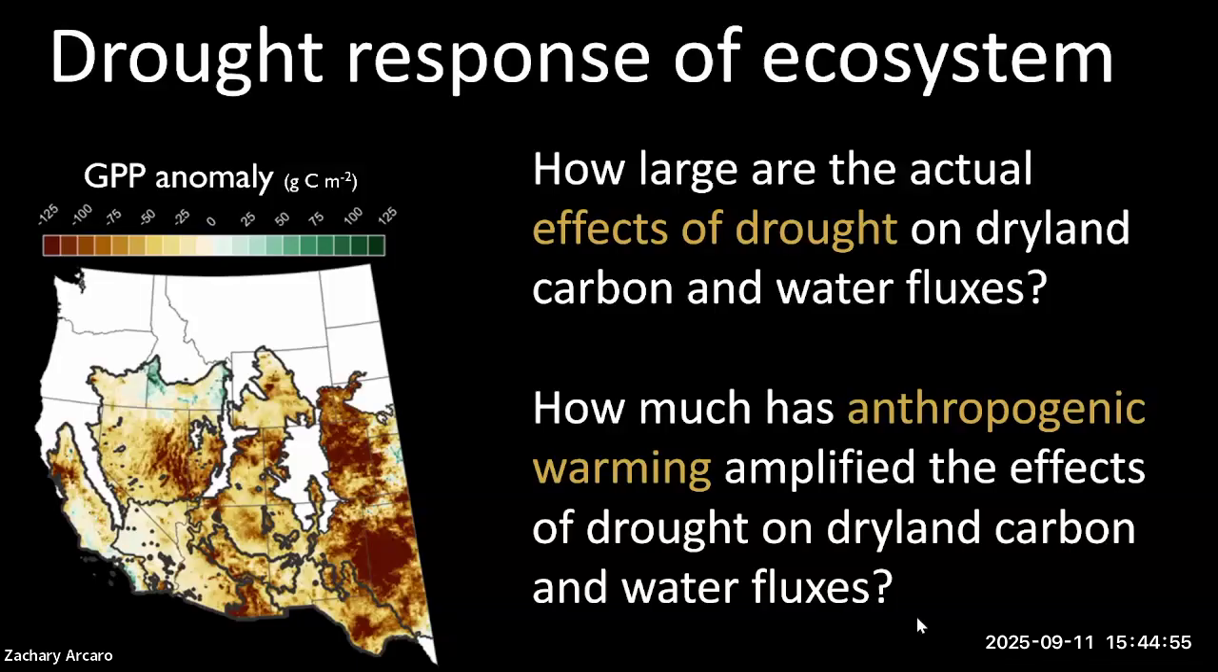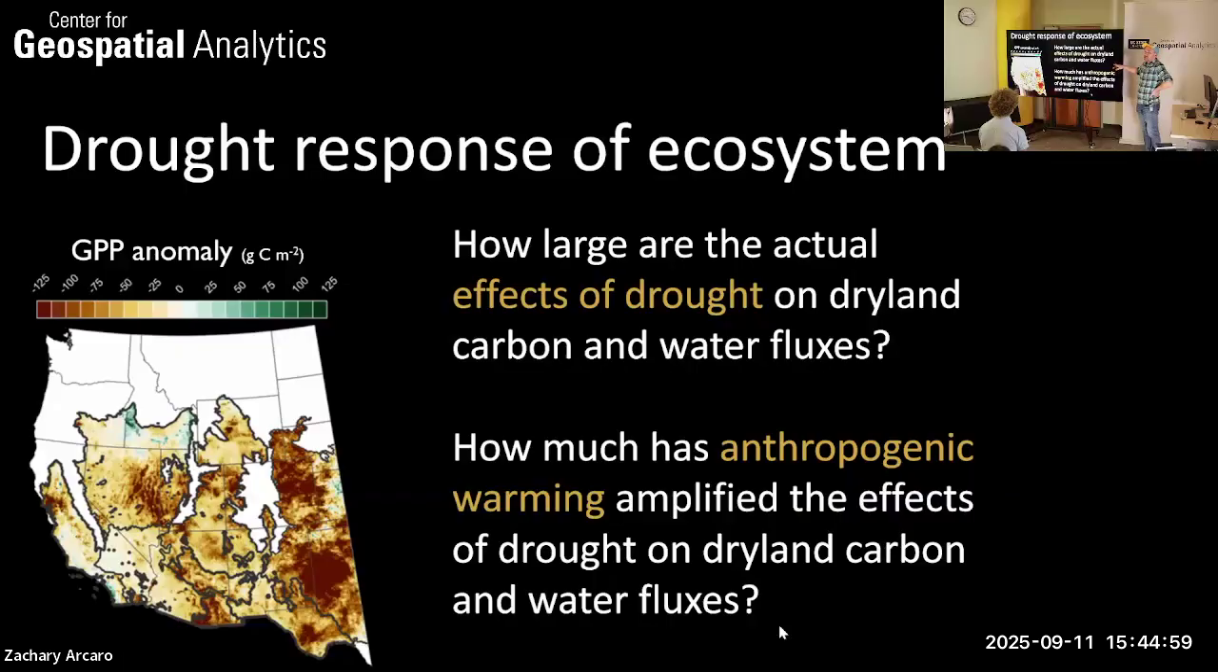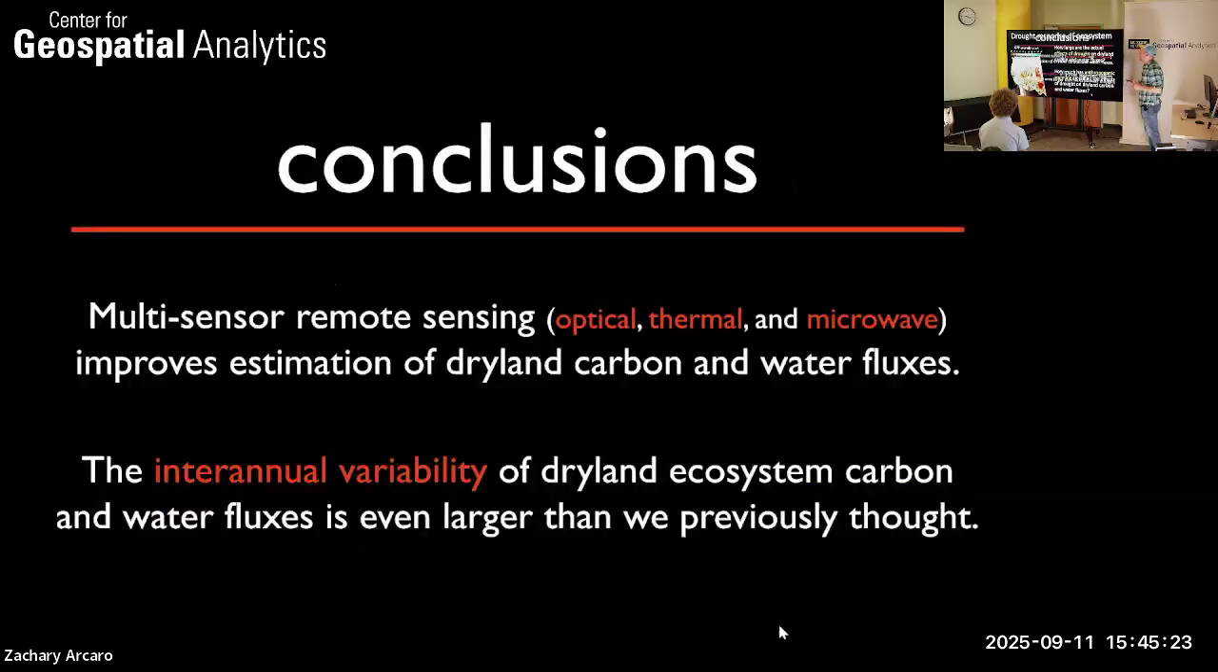And then also a question that I'm particularly interested in: how much has anthropogenic warming specifically amplified the effects of drought on primary production? And so we're using our satellite-based estimates of gross primary production and evapotranspiration to do some simulations to figure out what the drought response looks like when you add anthropogenic warming on top of the precipitation deficits that would just occur naturally. And that's the next step in this process that we're working on.